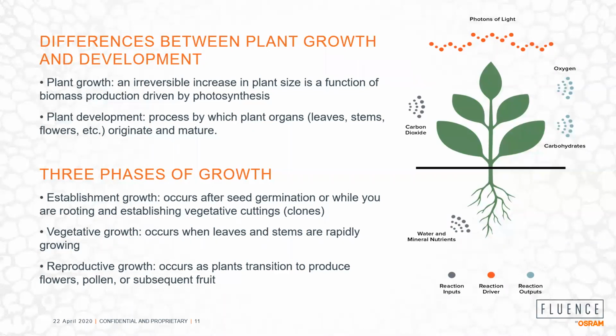So you may be asking, how is the plant using this light? Photons of light are actually used as the reaction driver, right? And these react with carbon dioxide, water, minerals, and nutrients as the reaction inputs. And when all three of these forces combine, the plant then produces and releases oxygen and carbohydrates, right?